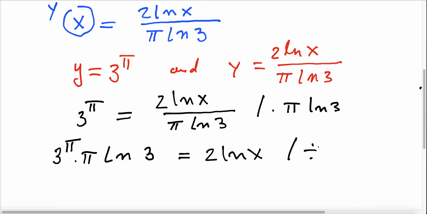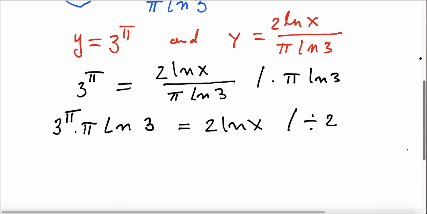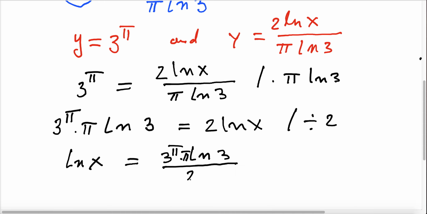And now we divide everything by 2. If we divide everything by 2, this side remains just ln x, but let me put it on the other side. ln x is going to be 3 to the power pi times ln 3, and here is times pi, I don't want to forget this, and everything here is divided by 2.